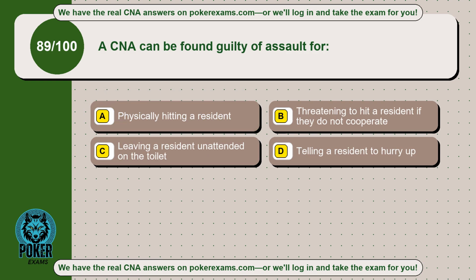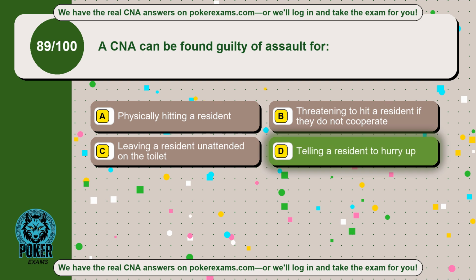Question 89. A CNA can be found guilty of assault for: Option A. Physically hitting a resident. Option B. Threatening to hit a resident if they do not cooperate. Option C. Leaving a resident unattended on the toilet. Option D. Telling a resident to hurry up.